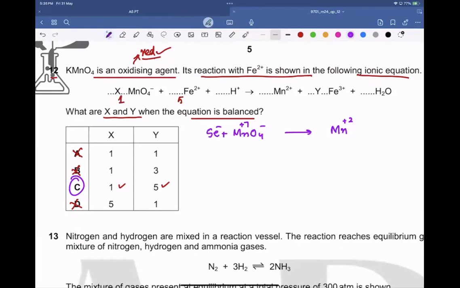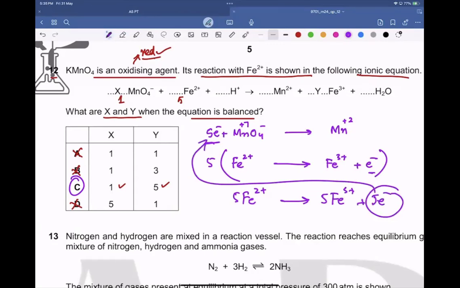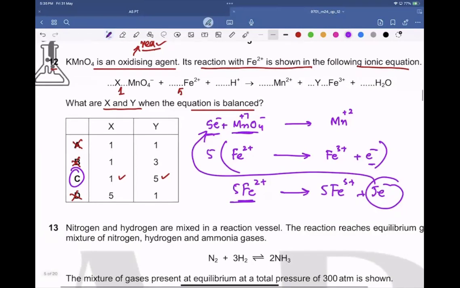So 5 electrons are gained and 1 electron is lost. So it means 5 electrons must be lost as well. So I have to multiply it with 5. If you multiply with 5, you will get 5 moles of iron 2+ losing 5 moles of electrons to become 5 moles of iron 3+. And these electrons are gained by the permanganate ion. So that is how you will balance. So see, with 1 mole of permanganate, we need 5 moles of iron 2+.